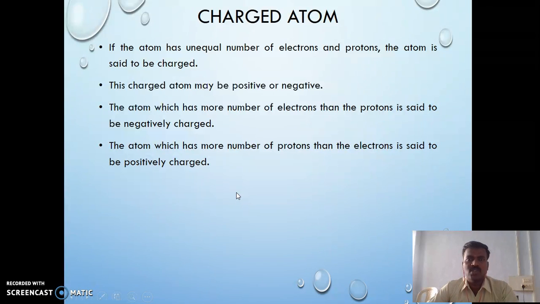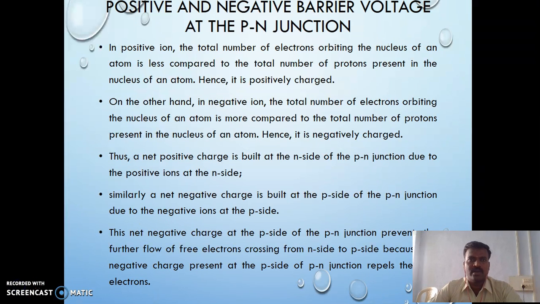The next thing is the charged atom. If an atom has an unequal number of electrons and protons, then the atom is said to be charged. There are two ways of charging, positive or negative. An atom that has more electrons than protons is said to be negatively charged, and an atom that has more protons than electrons is said to be positively charged. Yes, as we discussed just now, this is the formation of positive ions and negative ions.